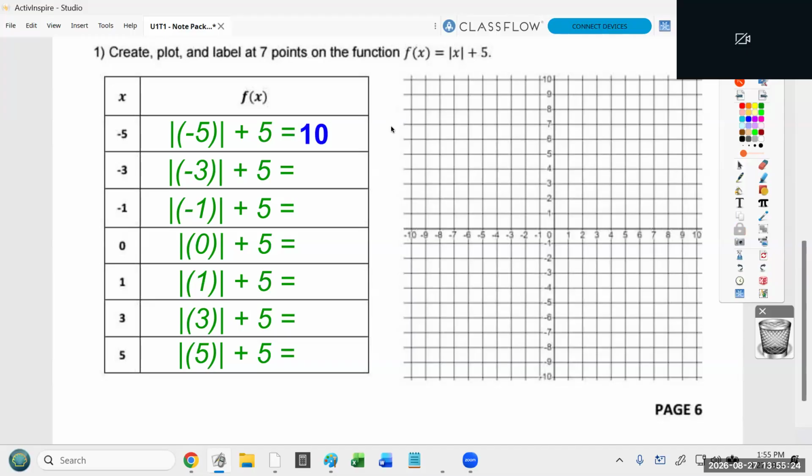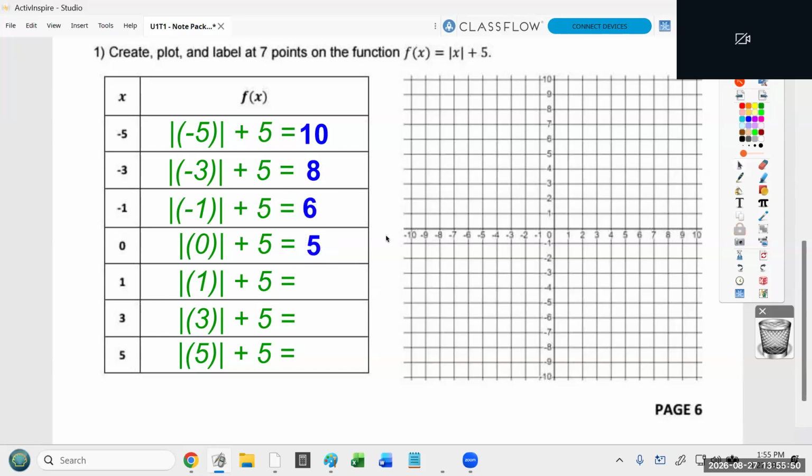You have a pencil? All right, we're on page 6 of this packet. Absolute value of -3 is 3, plus 5 is 8. Absolute value of -1 is 1. 1 plus 5 is 6. Okay? Absolute value of 0 is 0, because if you're standing on 0, your distance from 0 is 0. And 0 plus 5 is 5.